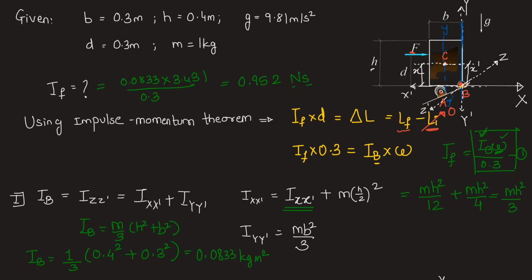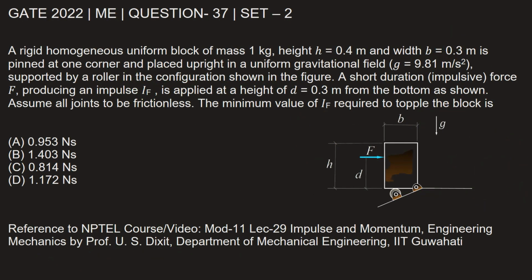Let's go back and mark this option. So 0.953, only the third decimal place is varying, so it's not a problem. The option that matches is option A. The minimum value of impulse required to topple the block is 0.953 Newton second.